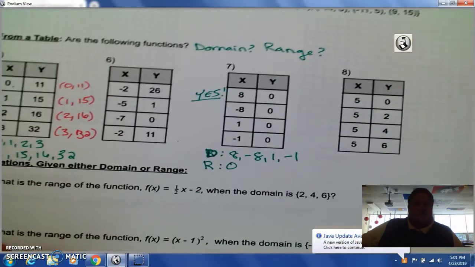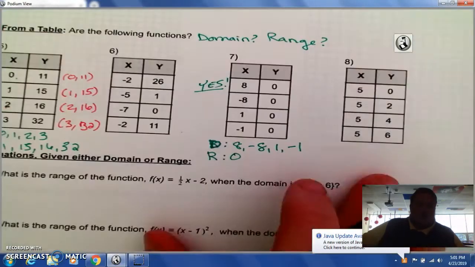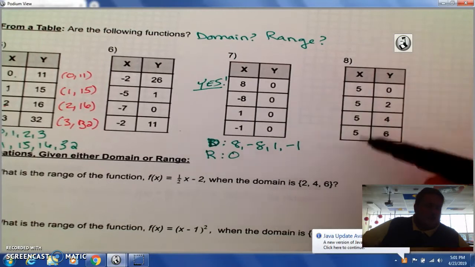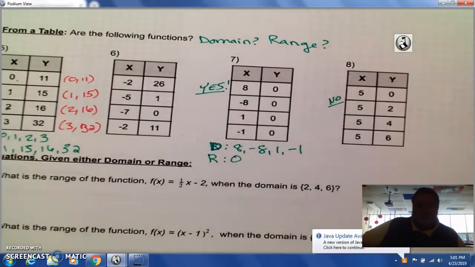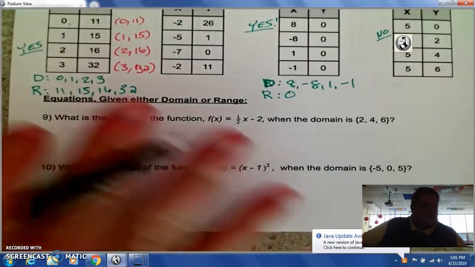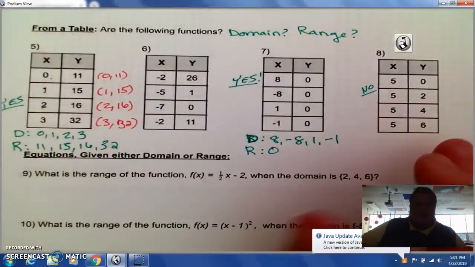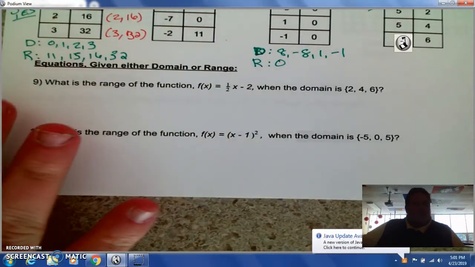I'll get you started on number 8. You look at number 8's column, they're straight up 5s. The 5s repeat, so no, it's not a function, all right? You're responsible for finishing those questions. 9 and 10.